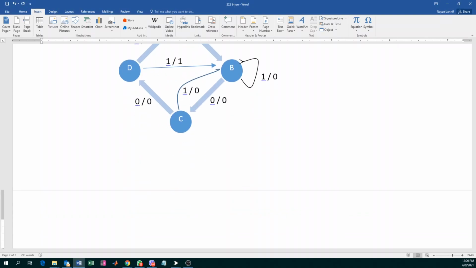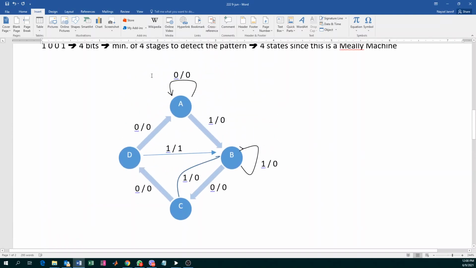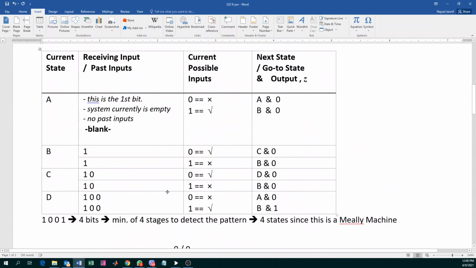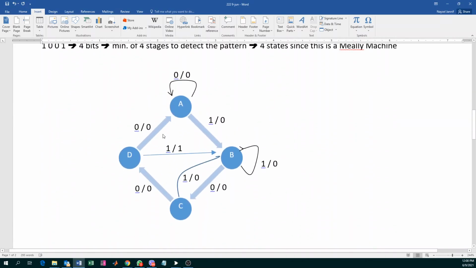Now we have to draw the state table. We draw the state table from this. Now you don't need to look at the question anymore, and you don't need to look at this table anymore. It's all based on the state diagram.